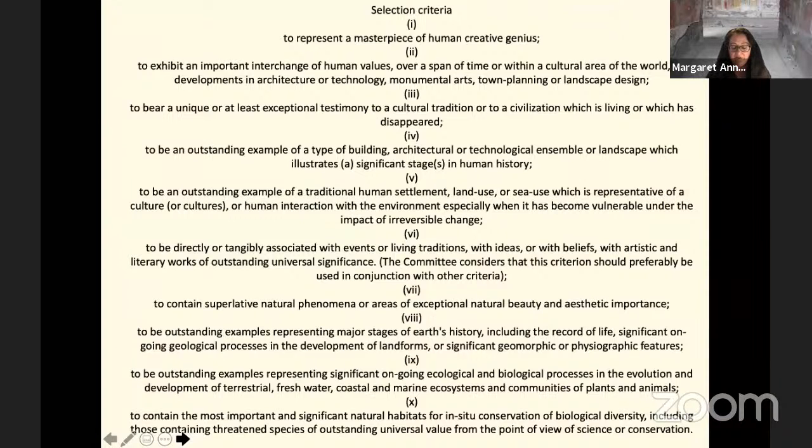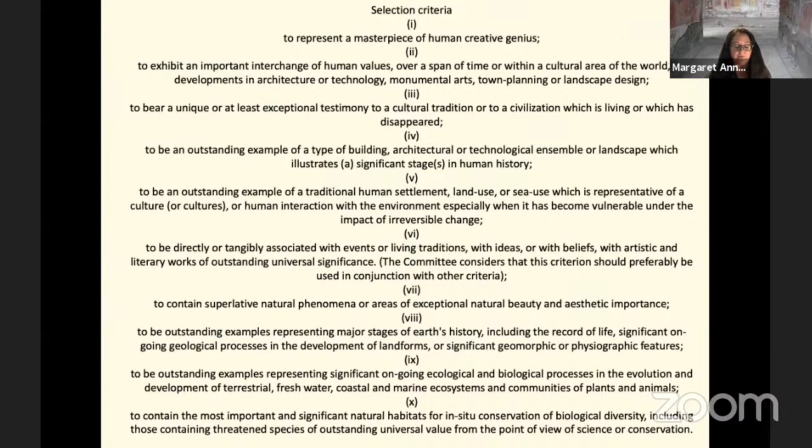Pompeii actually received its place on the list by meeting at least 3 of these criteria. Pompeii meets criterion 3, to bear a unique or at least exceptional testimony to a cultural tradition or to a civilization which is living or which has disappeared.